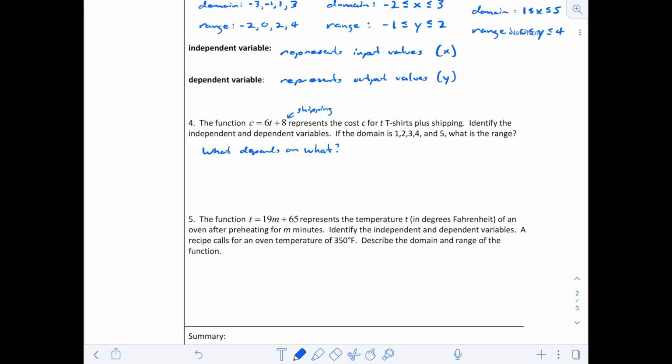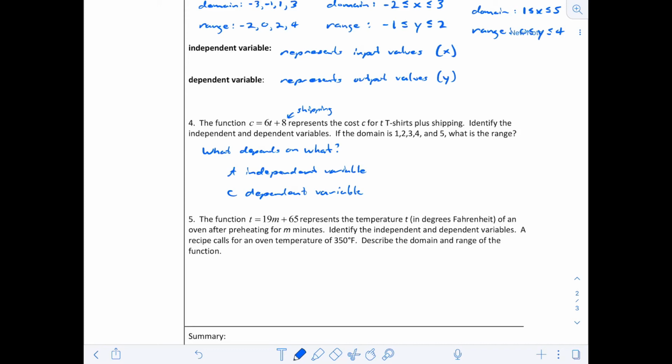The t is our independent variable because we plug in the number of t-shirts and then based on the number of t-shirts we get a total cost for this order. So t is our independent variable and c is our dependent variable. Because c depends on t. The cost depends on how many t-shirts we buy.